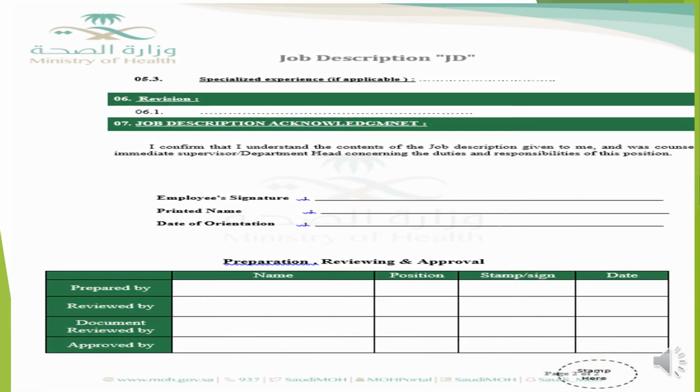Another part, 5.3, specialized experience, if applicable. If you have something you need, for example, if you have a well-developed quality department, but you do not have someone who can do data management and analysis in a proper way, you can put here in the specification that he trained on data analysis, or trained on a risk management program, or has a Lean Six Sigma certificate or a belt, a green belt, yellow belt, black belt, and so on.